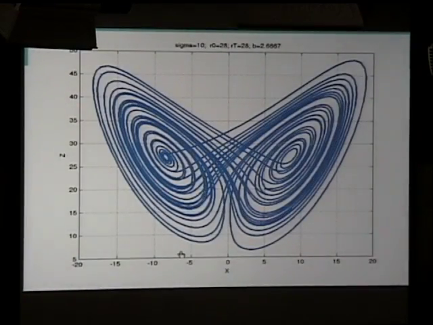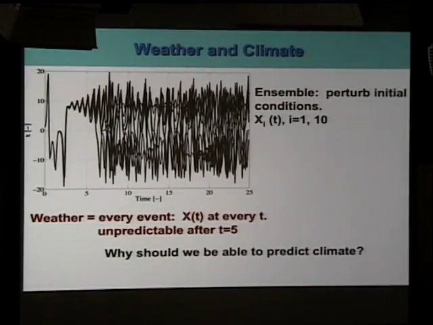So you guys have played, everyone has played with that. But this is where I come back to the issue of why we should be able to predict the weather. I perturbed the simple equation, and I did 10 real calculations, and you can see they follow one another at the beginning, and then they diverge.